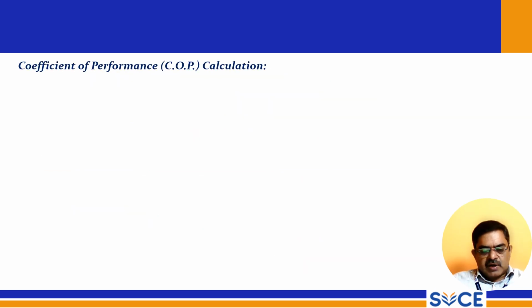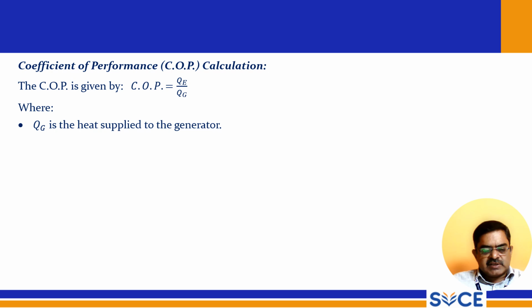So we know now all the values. COP equal to QE by QG. So QG is the heat supplied to the generator. So that is 1884.1 kilojoules per kg of NH3. So this is the given data.